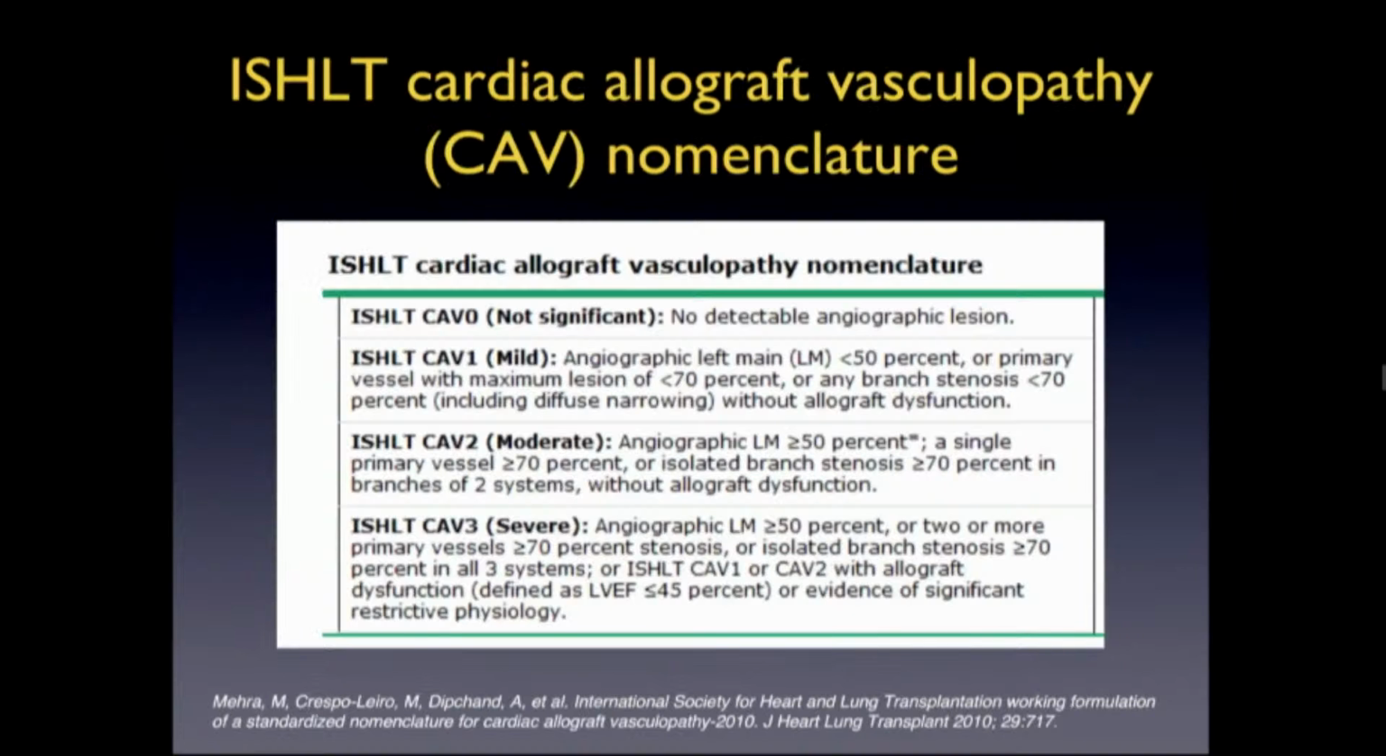There is a classification system also for CAV, and I'm going to outline this here. I'll refer back to this later. Really depends on the number of vessels involved and the severity of the stenosis. Again, I'm not an expert on this, but again, similar classification system used as aligned with rejection.